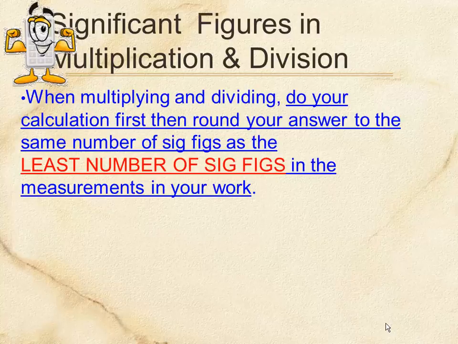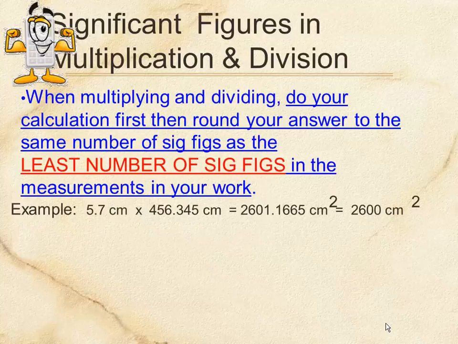When multiplying and dividing, you do your calculation first. And this is where you round to the least number of sig figs. So we have 5.7 times 456.345. We get 2,601.1665, and you can only round to 2 sig figs. So the 2 and the 6 are significant, the 0 is not. This has 2 sig figs.